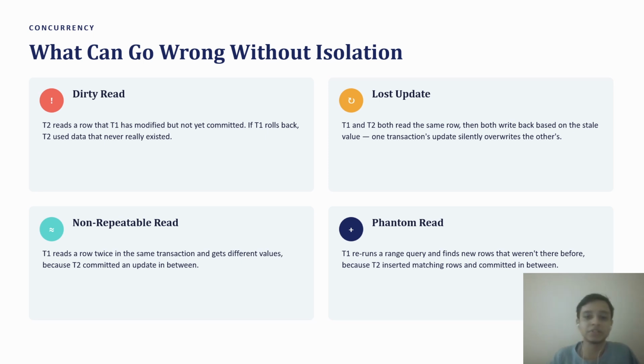Let's move to the lost update. For example, T2 and T1 have both read the same row and both write based on the stale value. One transaction will silently override the other. There is a paper example, which is a very layman example. I'll tell you the professional one later in this video.